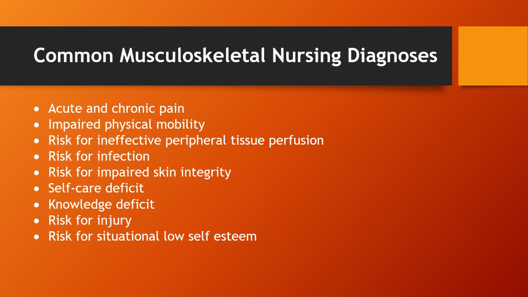And then we had talked about peripheral tissue perfusion or neurovascular dysfunction. And so risk for ineffective peripheral tissue perfusion really is a big deal. That's an important nursing diagnosis. It many times can be a priority nursing diagnosis because if they aren't getting perfused, then tissue is going to die and there'll be damage that could be irreversible. So that's a very important one as well.